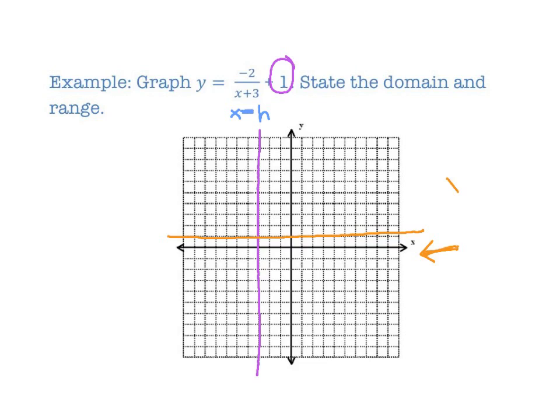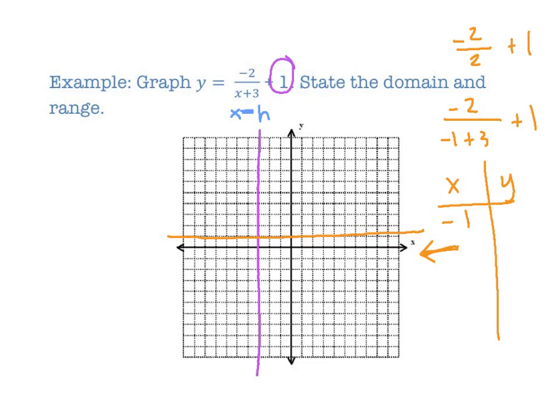So, for example, if I chose negative 1 for an x value, if I do this math, I would have negative 2 over negative 1 plus 3 plus 1. And so I would get out negative 2 over 2 plus 1, or negative 1 plus 1 is just 0. So the point negative 1, 0 should be on my graph. And then if I plugged 1 in, I should get out 1/2. And so the point 1 comma 1/2 should be on my graph.